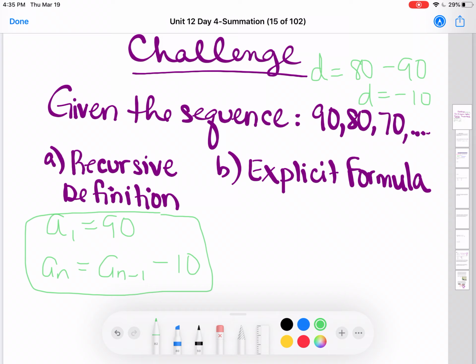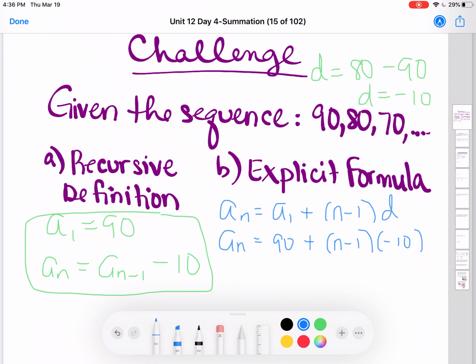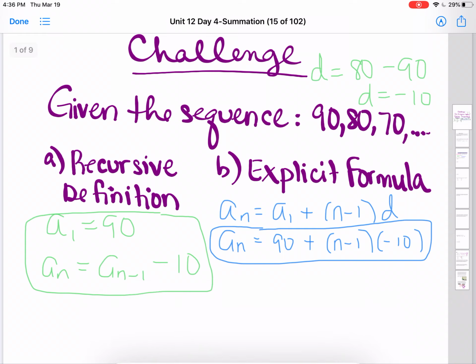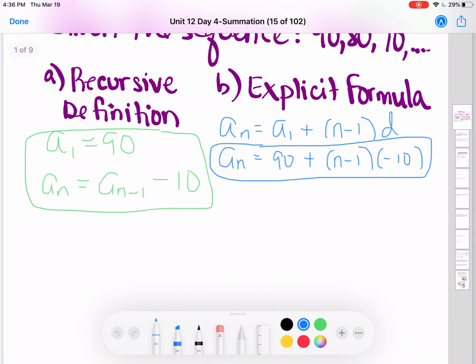All right, now let's take the same exact sequence and write an explicit formula. So, explicit formula on the reference sheet, a sub n equals a sub 1 plus n minus 1 times the common difference of d. A sub n equals the first term plus n minus 1 times the common difference of negative 10. Now, this is sufficient, but I'm just going to make some room here. If it says in simplest form, or if you don't see this as your multiple choice answer, then you have to simplify.